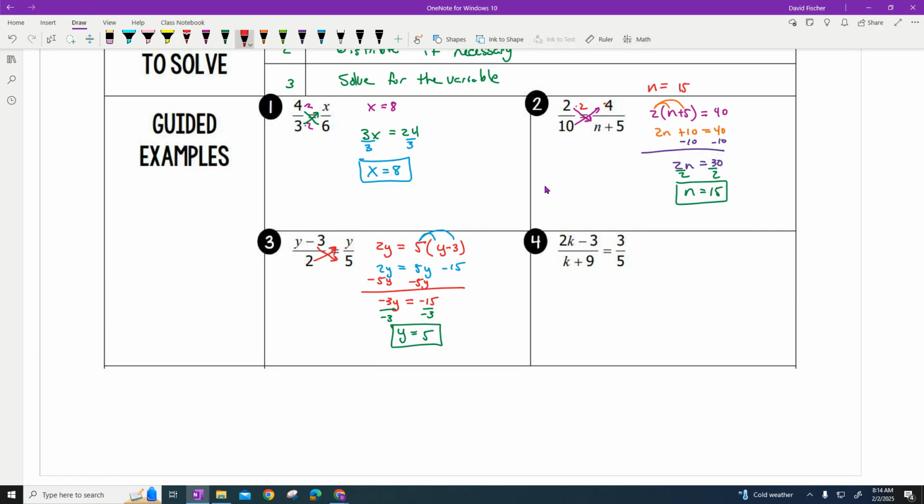Alright, next one. I got a binomial and a binomial. Binomial means there's 2 terms there. And I'm multiplying. I'm going to cross multiply. So it doesn't matter if you say 3 times (k plus 9) on the left side equals 5 times (2k minus 3), but it does have to go in parentheses, these guys. You could have done it this way and put the 5 and the (2k minus 3) on this side, and then the 3 and the (k plus 9) on that side. It doesn't matter. Alright, do our work like we practiced earlier.